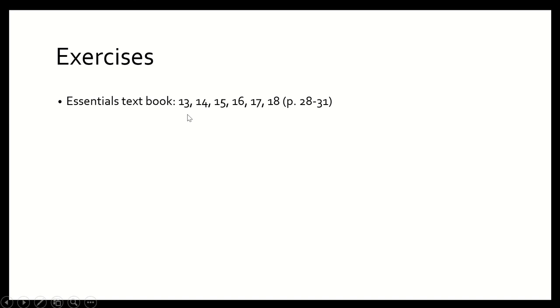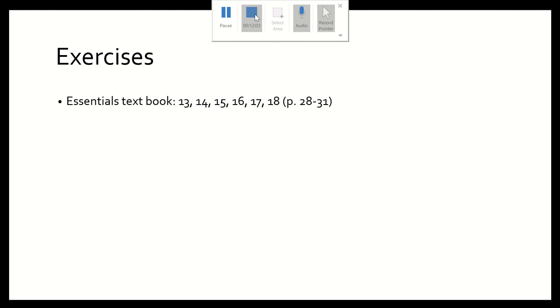I want you guys to now have a go at these questions in the textbook. They're primarily around looking at drag force. Let me know if you have any issues with the questions. Thank you.